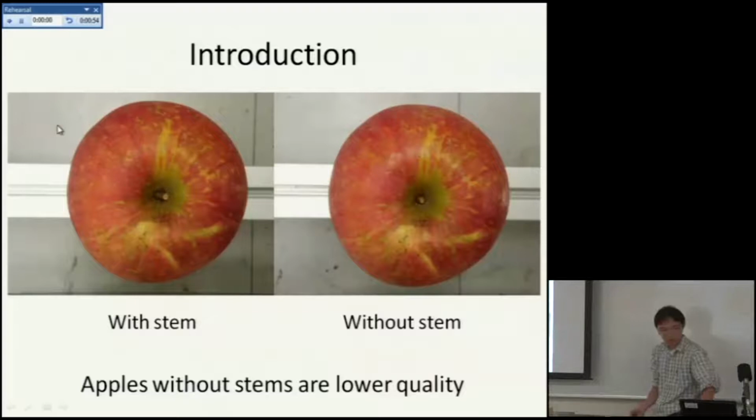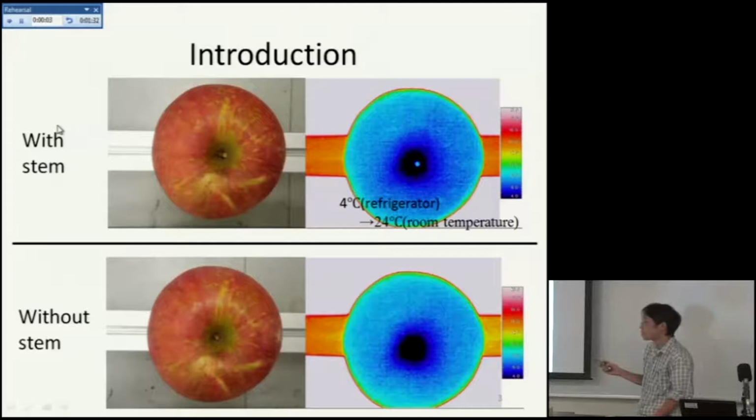Apples without stems are lower quality, so we have to reject apples without stems. However, it is difficult to distinguish apples with stems from apples without stems by visible imaging. However, thermal imaging can distinguish apples with stems from apples without stems.